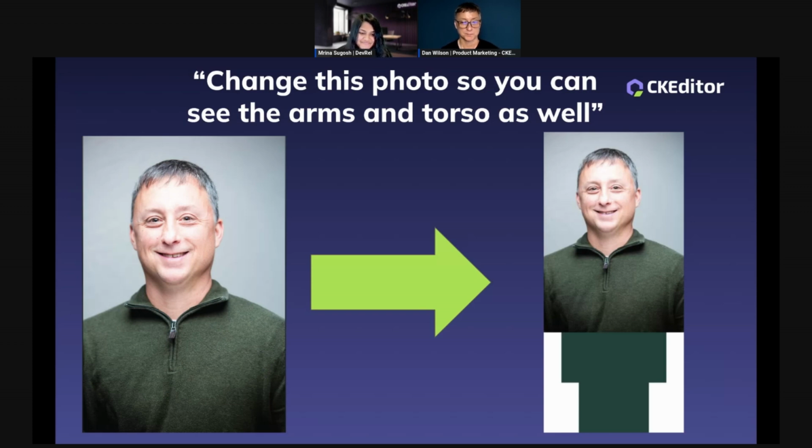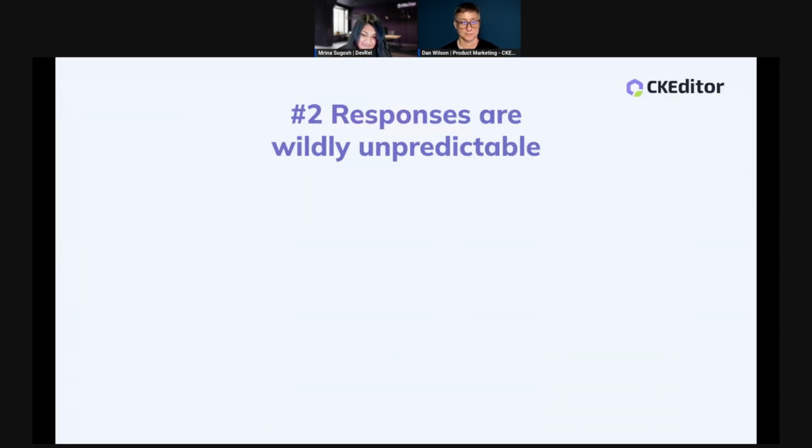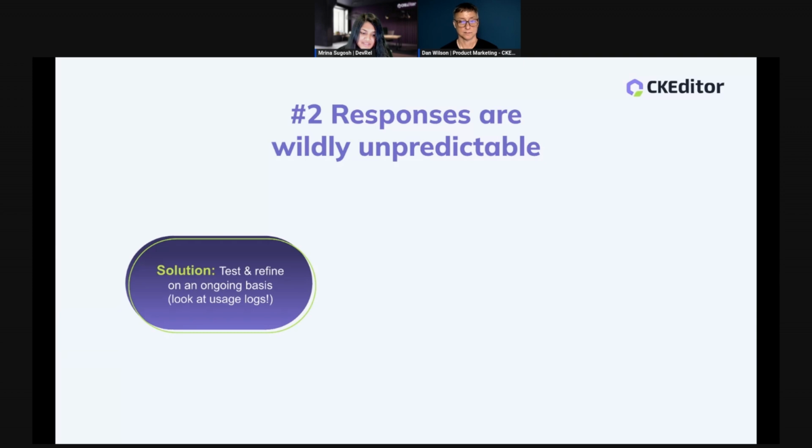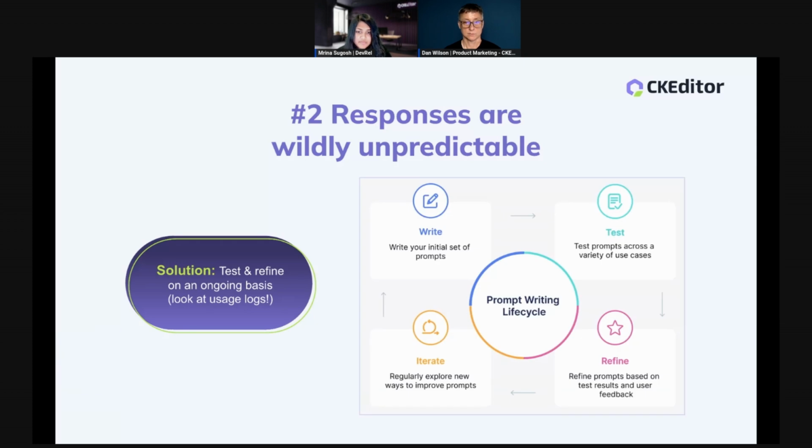Yeah. So, because responses are wildly unpredictable, as we saw in both Dan's case of an image as well as my case of writing a blog, we've come up with a solution, which is to test and refine on an ongoing basis and look at your usage logs. As a developer, especially with CKEditor, you have complete access to your usage logs and the API key that you provide. So you should be able to look at how your users are using it and what responses they're getting. And you should be able to write an initial set of prompts, test it across a variety of use cases, images and words alike, and refine based on user feedback and iterate constantly.